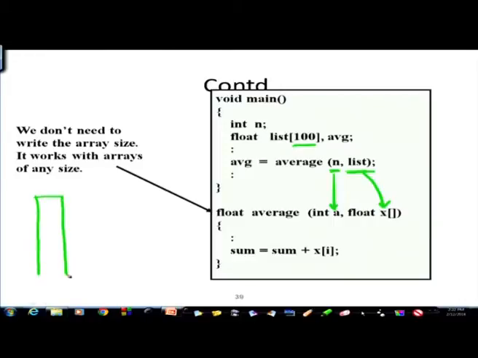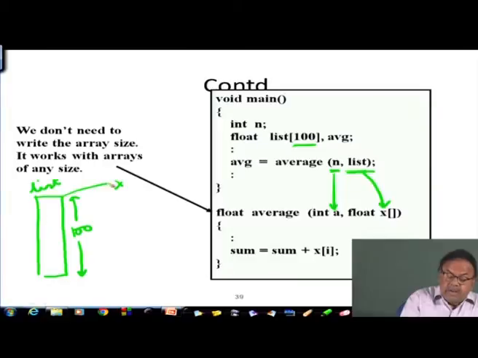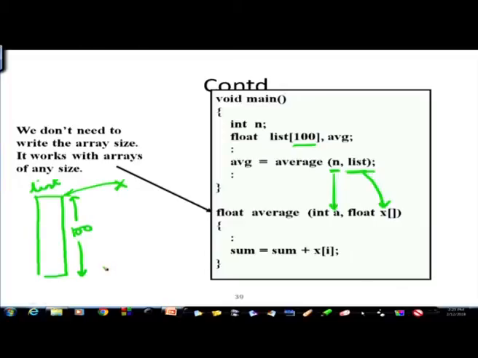I have got 100 element array, this is my list, right. So, I have got 100 elements here. I know what I have passed to x is just the address. So, whatever it is, 100 or 150, that will be true for x also, right. So, we do not need to write the size of the array.